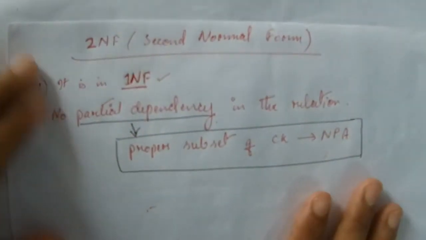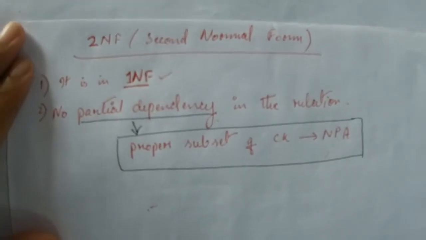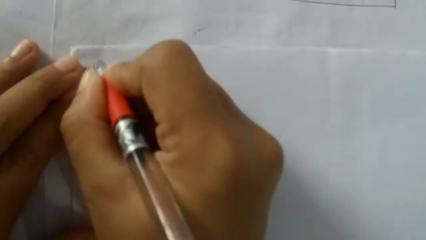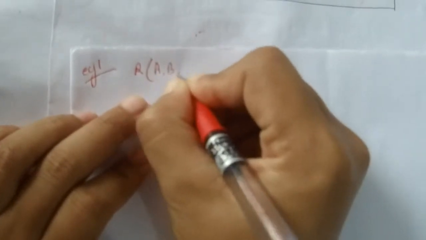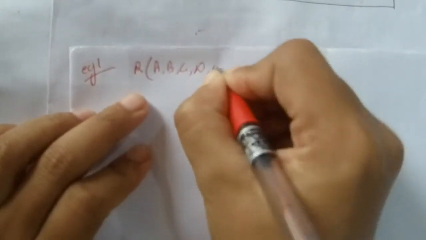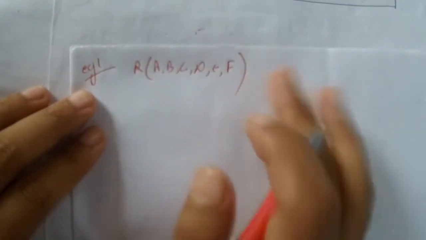We'll understand this statement with the help of an example. Example 1: we have a relation R in which some of the attributes are A, B, C, D, E, F. These are the attributes of this relation R.